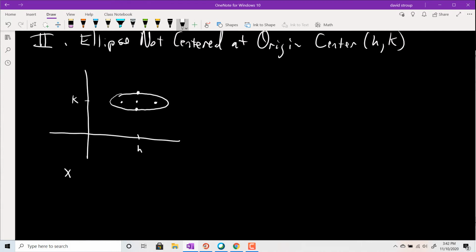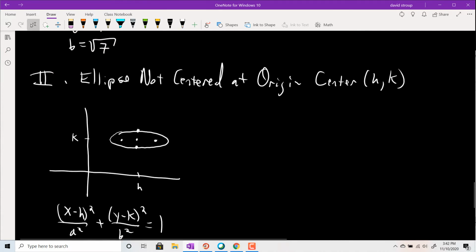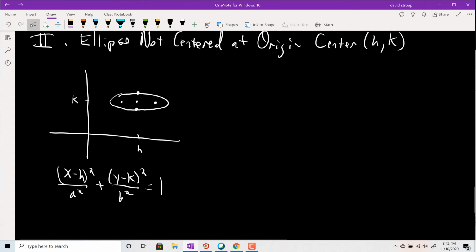The formula is kind of like with the circle. You just put x minus h squared over a squared, and then plus y minus k squared over b squared equals 1. It looks a lot like a circle, right? And a circle is kind of an ellipse, I guess. It's an ellipse where a and b are equal, but a and b can never be equal, so a circle is not technically an ellipse.